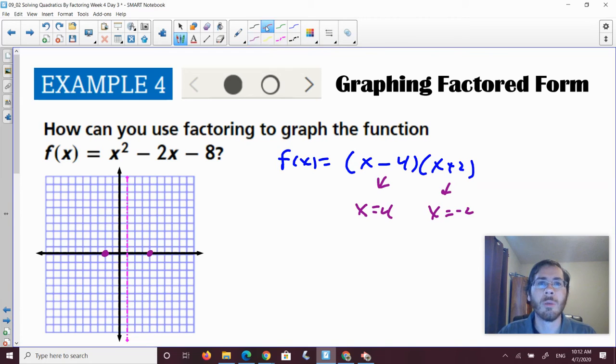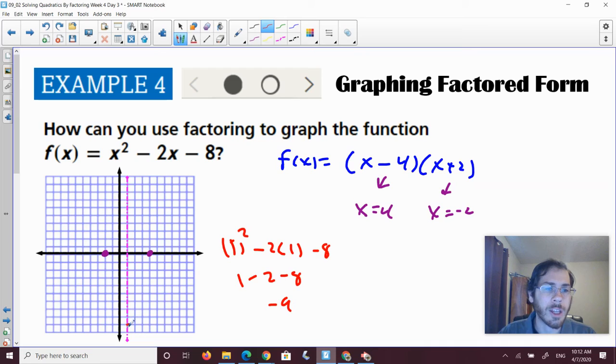So what we're going to do is plug 1 into the equation. 1 squared minus 2 times 1 minus 8. Again, I picked 1 because it was exactly in the middle of those two purple dots. So 1 minus 2 minus 8. So that's negative 1, negative 9. That's all the way down here. But then we can just draw our nice little parabola. And that's it. We've got our graph. That's all we have to do. So it's not too bad.